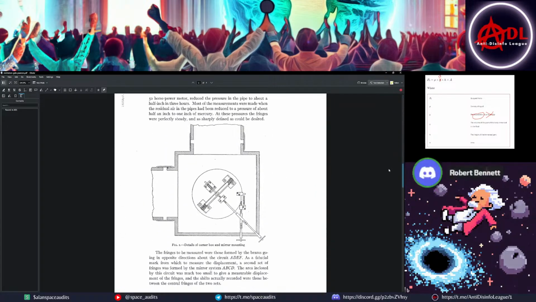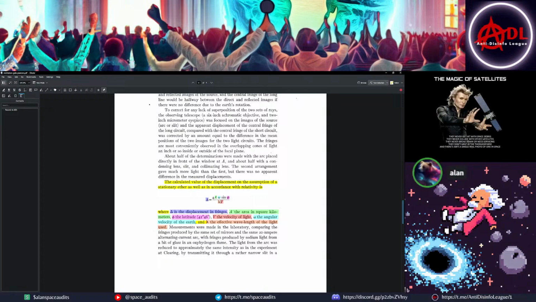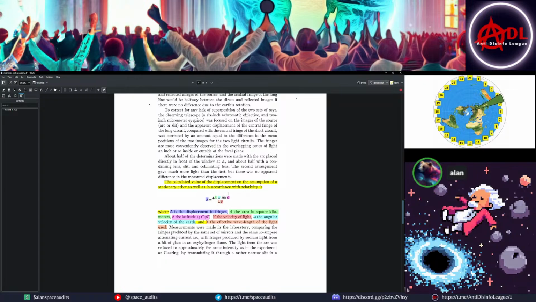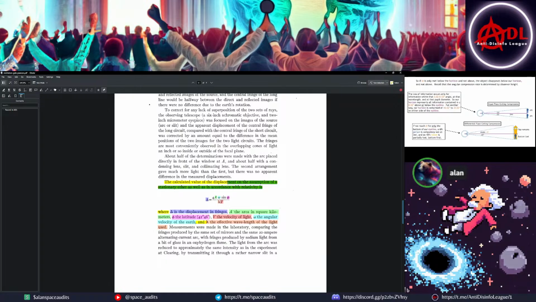Yep. And then down here at the math section, they say they calculated the displacement on the assumption of a stationary ether as well as in accordance with relativity. When you get into your Paul Levy metric tensor of angular rotation conservation and all that, the basic derivation doesn't need any of that. But they just throw in, oh, it's also in accordance with relativity. Cool. Which one? The one that says the speed of light changes or doesn't change?